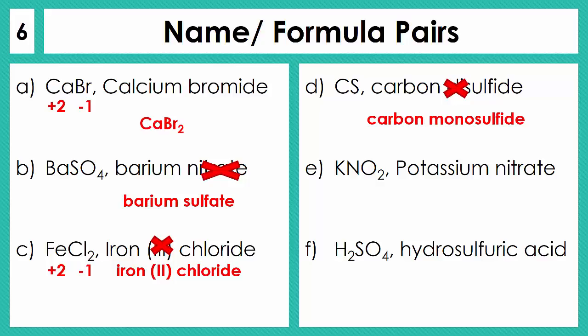Potassium nitrate, so I've got K, which is potassium. I don't need a Roman numeral. NO2 is not nitrate, it's nitrite, one less oxygen. So this should be called potassium nitrite.